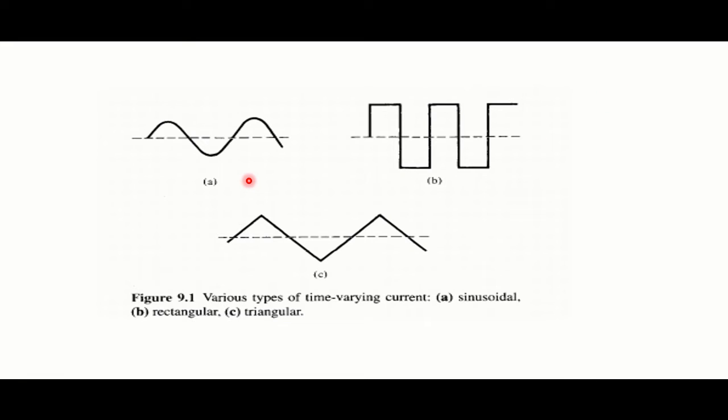These are some examples of time varying signals. The first is the sinusoidal signal, the second is the rectangular signal, and the third is the triangular signal. All these signals are time varying.